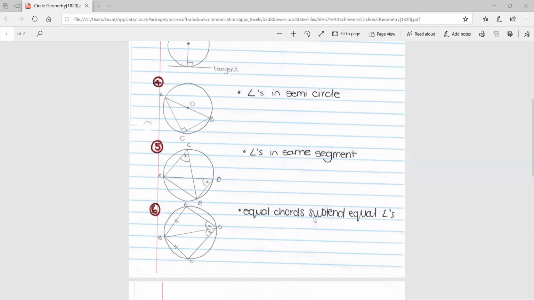equal chords subtend equal angles, which means if the chords are equal, they will produce the same angle. It's again important that these points are all touching the circumference of the circle, and that chords AB and BC are the same length.